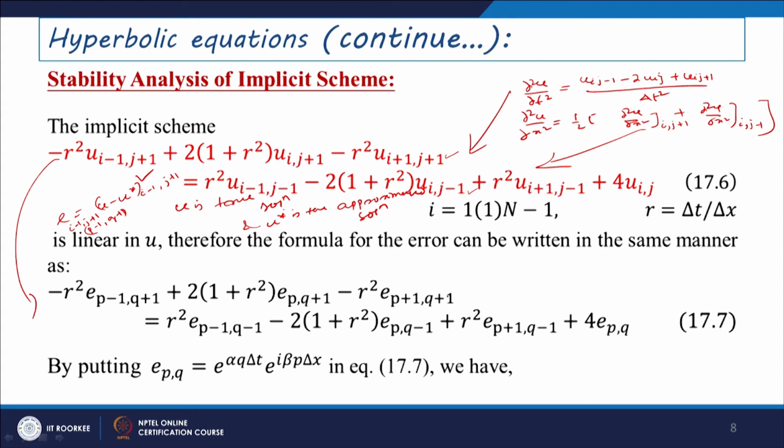1, q plus 1). This equals r square E of (p minus 1, q minus 1) minus 2 into (1 plus r square) E of (p, q minus 1) plus r square E of (p plus 1, q minus 1) plus 4 E of (p, q), since (i, j) is just replaced by the point (p, q) itself.